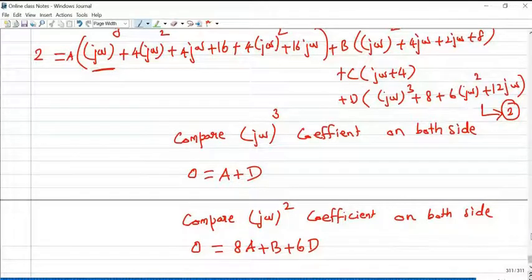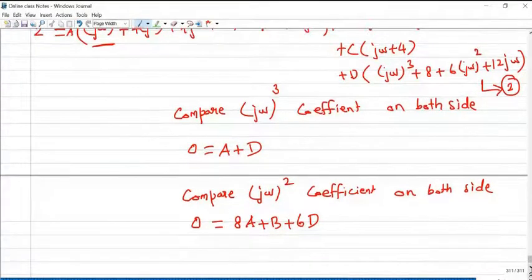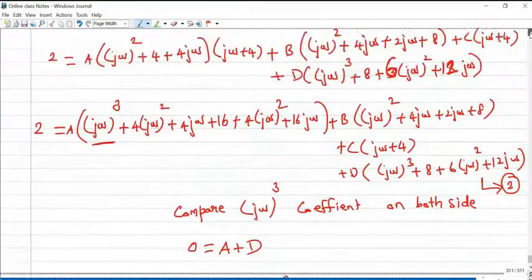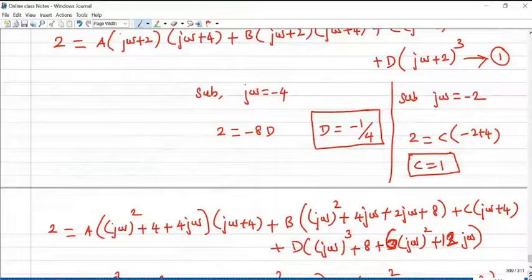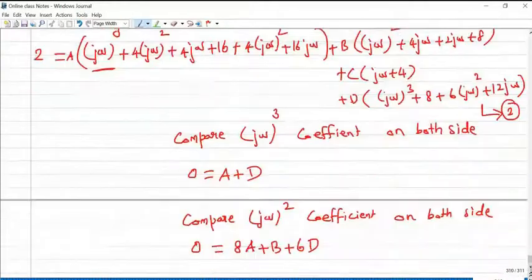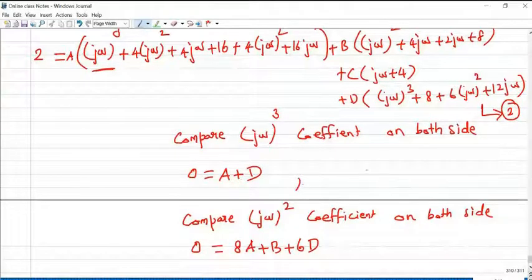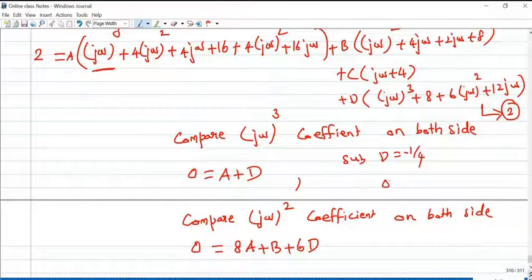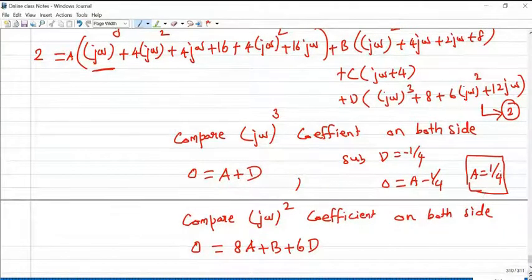So next, compare the coefficient of j omega on both sides. The d value is minus 1 by 4. Substitute d equal to minus 1 by 4. So 0 equal to a minus 1 by 4. You will get a equal to 1 by 4. Right? A equal to 1 by 4, done.